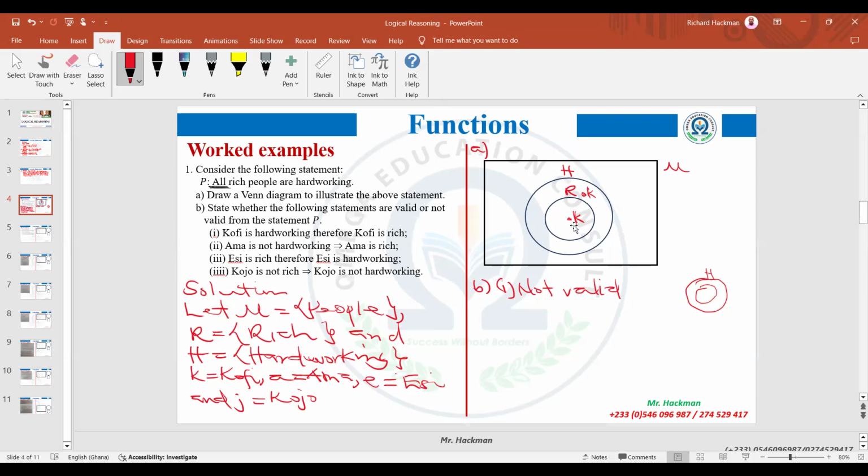So as for the position, are you okay with the placement of K? Yes, please. So now, remember, you are going to do this argument. K is hardworking, therefore K is rich. Now let's come to this K. K is hardworking, therefore is K rich? No, please. So it means you counter. You've been able to counter because you have a K which is rightfully placed. In terms of your argument, it is a counter argument. K is hardworking, but K is not rich. So you just write not valid.